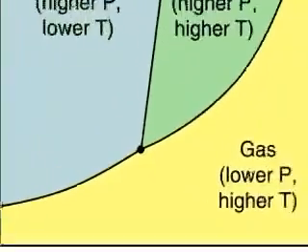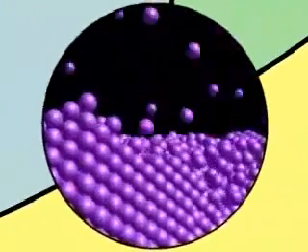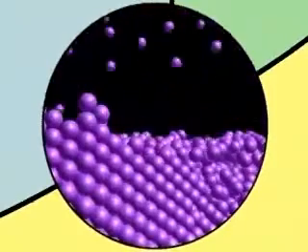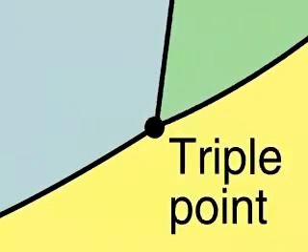The second important feature occurs at the junction of the three phase boundary lines. At this point, called the triple point, the three phases are in equilibrium simultaneously.